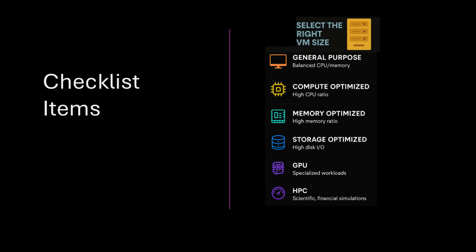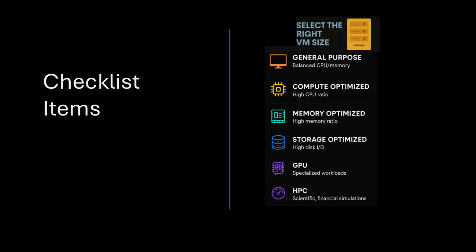When selecting the right size for your Azure virtual machine, you need to align it with the type of workload you are planning to run. Azure offers different VM families, each tailored to specific use cases. If you are working on development, testing, or hosting a low to moderate traffic website, you'll want to go with the general purpose VM. This option gives you a balanced ratio of CPU and memory, ideal for most common workloads that don't demand extreme resources.